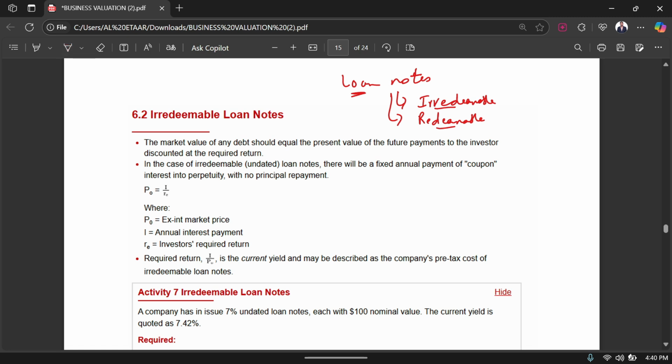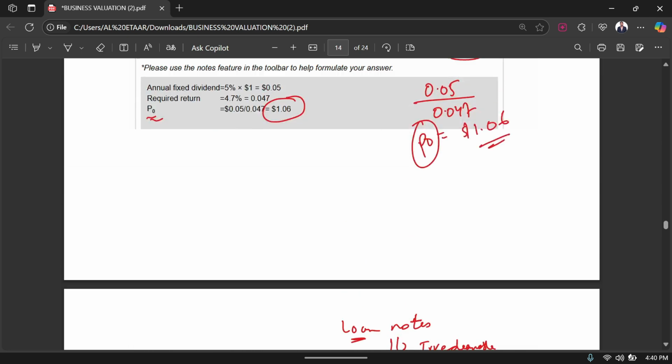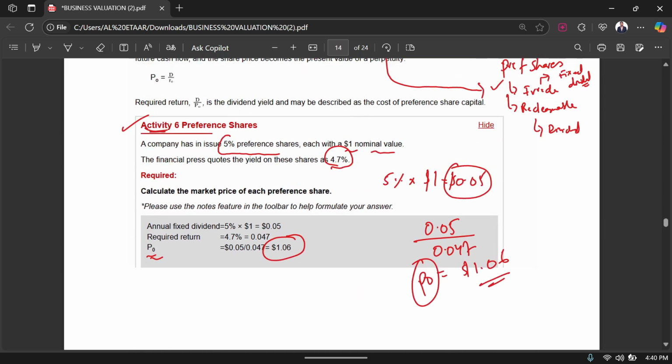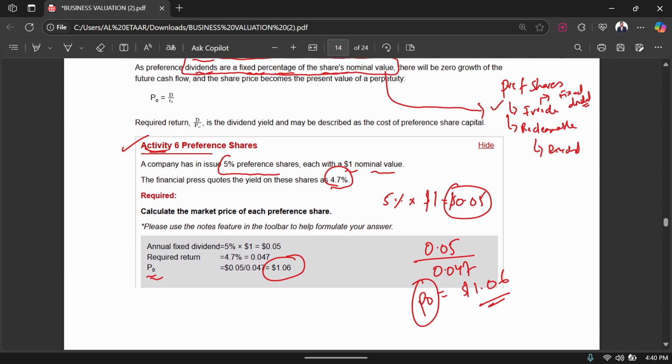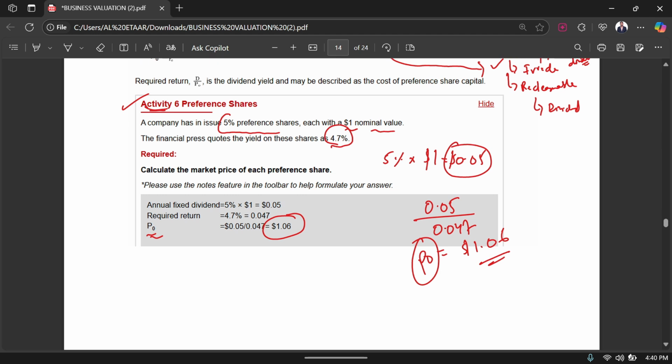So if you have an irredeemable loan note, it's going to be exactly the same as the preference share, because remember the preference shares, I told you they are also irredeemable. So if preference shares are given to you, you just assume that they are irredeemable. And how did we do the calculation for irredeemable preference shares? You just take the dividend and divide it by the required return.